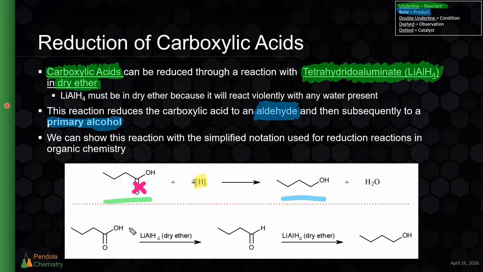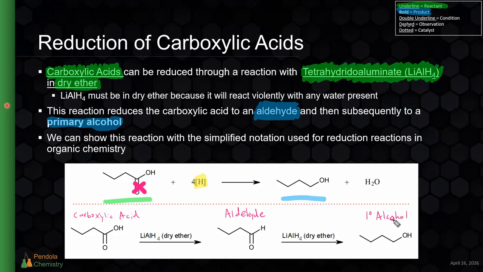This of course happens in two steps. First, the carboxylic acid is reduced into an aldehyde in the first reduction, and then that aldehyde into a primary alcohol with the second reduction. So we go from a carboxylic acid to an aldehyde in the reduction. And that aldehyde then, if it sits in that LiAlH4 in dry ether, will get further reduced into a primary alcohol.